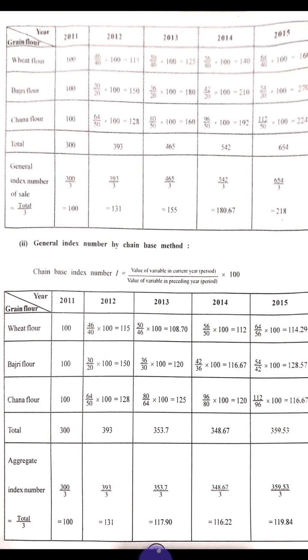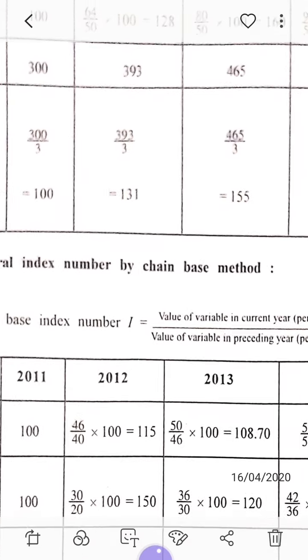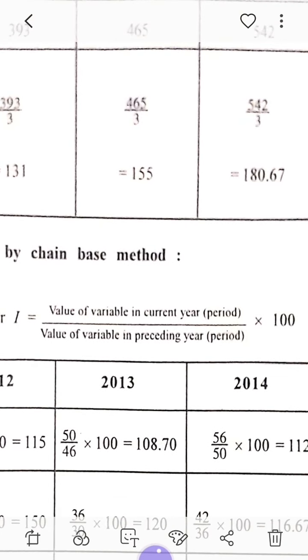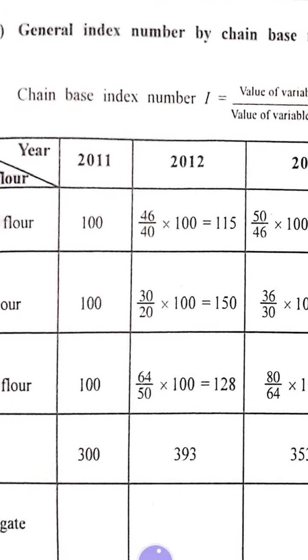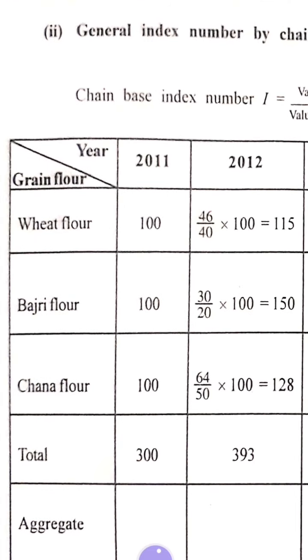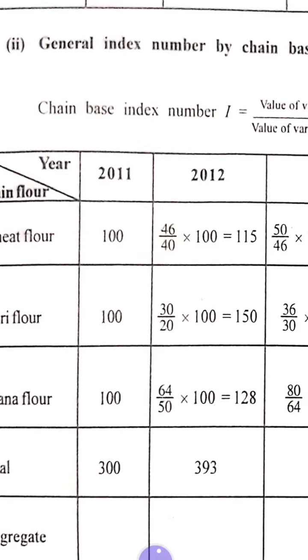Similarly over here, just beneath that, you would find the solution has been given for the chain base method. In the chain base method the method remains the same, only the formula gets changed. That is, in the denominator you are taking the price of the preceding year. Again, see vertically you would find the grain flour, that is wheat flour, bajri flour and chana flour given. For the year 2011 again you are going to take 100, 100 and 100. Now for 2012, see minutely what is the difference.